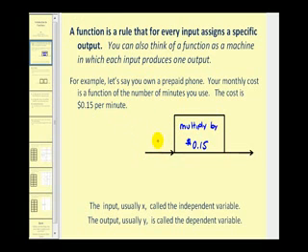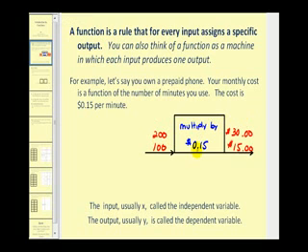So for example, if you used 100 minutes one month, 100 times 15 cents would be $15. So the input would be 100 minutes and the output would be $15. If the next month you used 200 minutes, then 200 times 15 cents would be $30. So an input of 200 minutes has an output of $30 and so on. So we can see that for every input there's only one output.